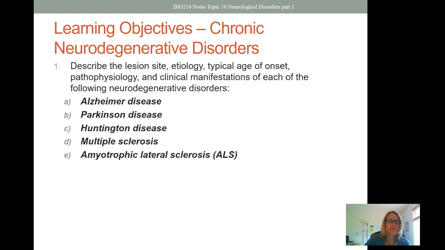Finally, we're going to talk about chronic neurodegenerative disorders. These are disorders that progress chronically over time. For each of these, you're going to want to be able to describe where the lesion is, what part of the nervous system the lesion occurs in, what the etiology or cause is, is there a typical age of onset, does it tend to affect males or females more, what is the pathophysiology, and how does that relate to the clinical manifestations of each of these disorders.